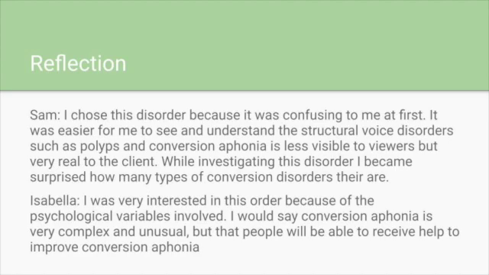And while investigating this disorder, I became surprised at how many different types of conversion disorders there are and the symptoms that go along with it. It was really interesting to learn about conversion aphonia because of all of the psychological variables that are involved and how psychological variables can influence conversion aphonia and result in a total loss of voice, which is just crazy. But after learning about it more, I feel hopeful that people that have conversion aphonia would be able to receive help for their problem and get better.